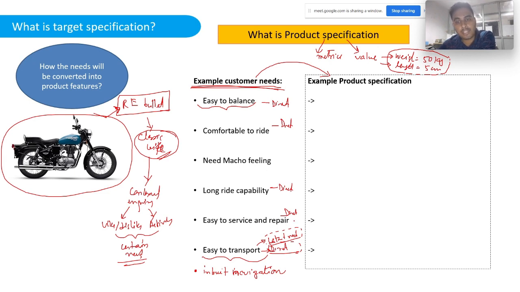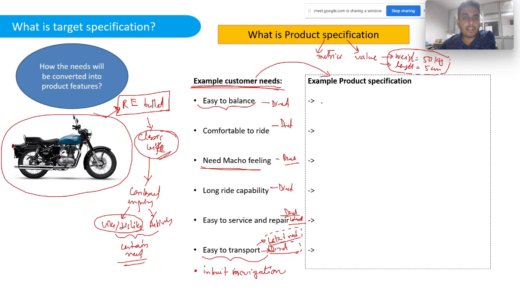Similarly, easy to service and repair is both a latent and a direct need. The macho feeling is a direct need, because it is the customer who actually wants it. You are considering these from the like-dislike method of interview, and these are some of the things the customer actually wants to be part of the bike.